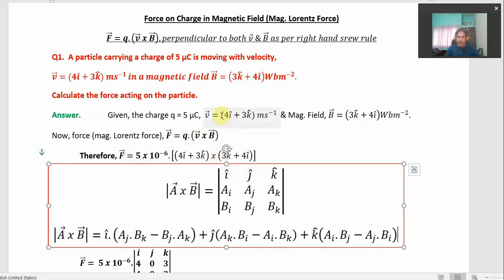We already know V, and its i component is 4. So we write 4 here. It is the magnitude of the velocity along the i direction, the i unit vector. Then comes j, and in the expression we have, there is no j, meaning the component of velocity along the j direction is 0, so we put 0 here.